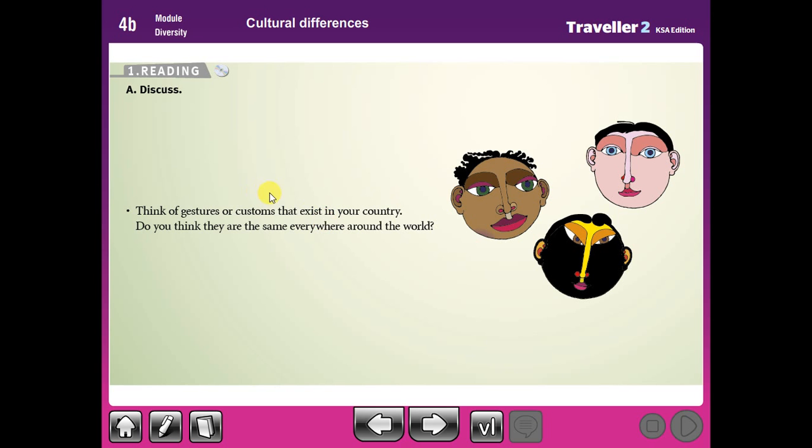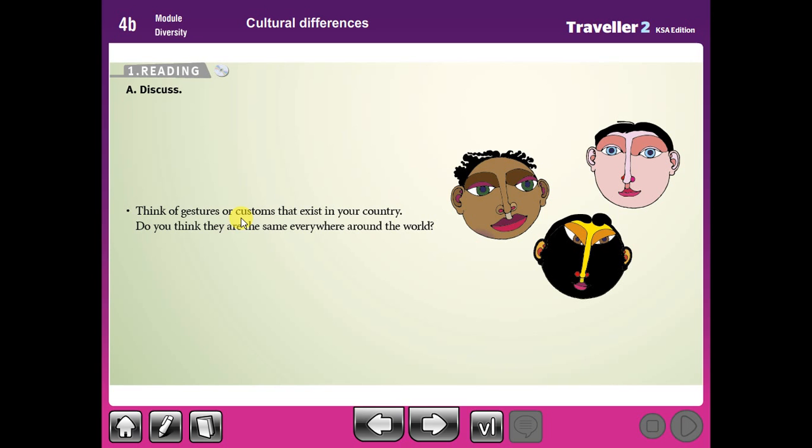Gestures means a movement of part of the body, especially a hand or the head, to express an idea. You use a part of your body to express an idea, to agree or refuse something.